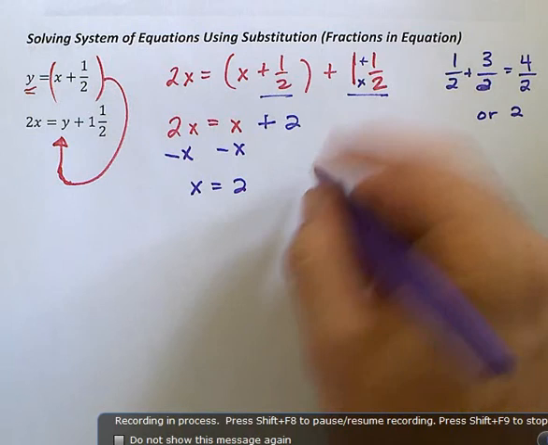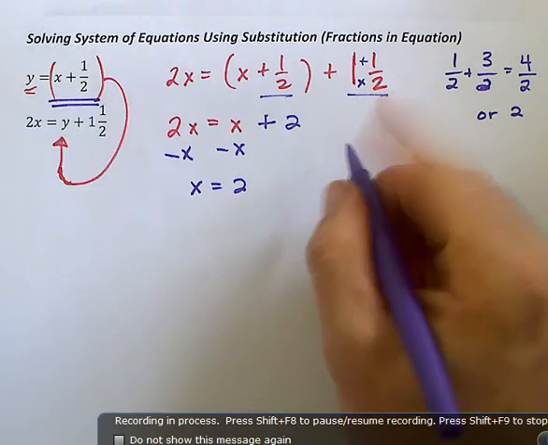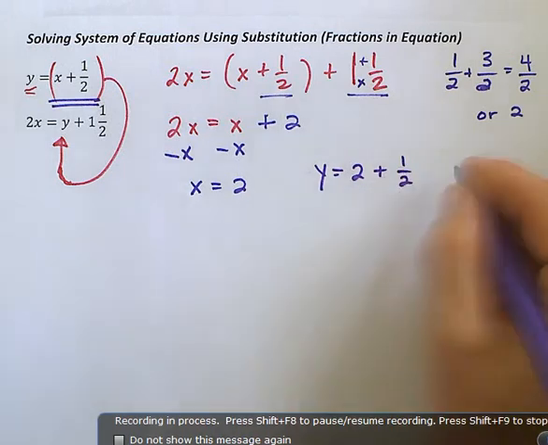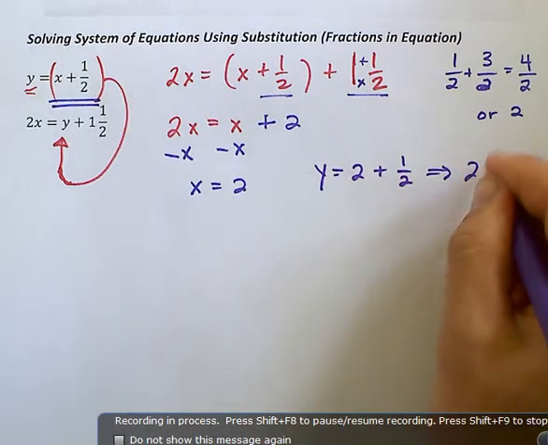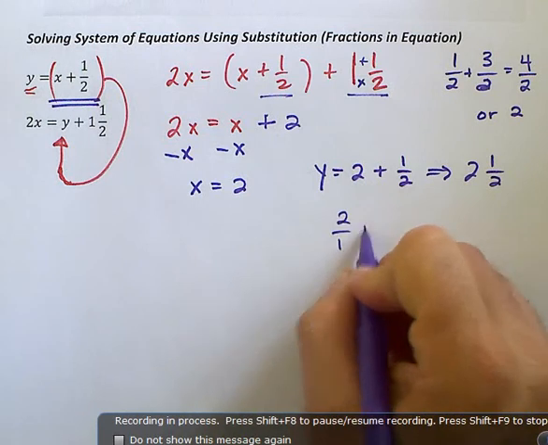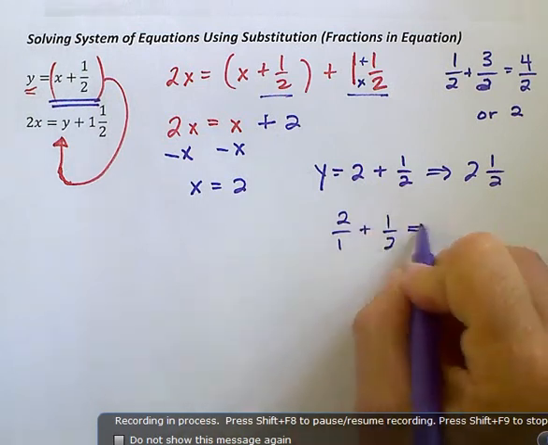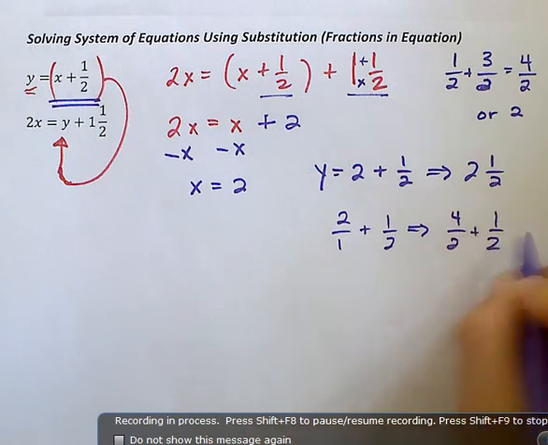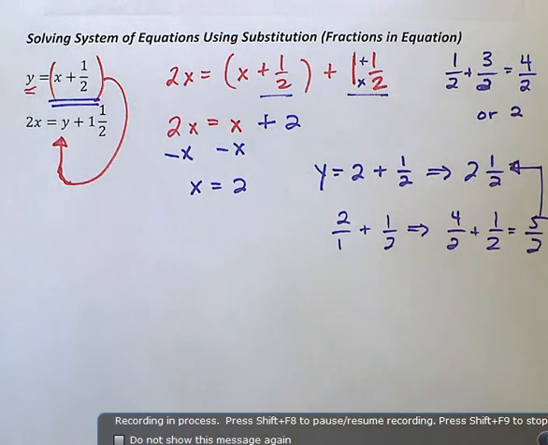I already have y by itself here. That's the best one to use. Y is equal to 2 plus 1/2. I mean, yes, that's 2.5. Should be able to pick up on that. Or you could say, okay, it's 2 over 1 plus 1/2, or 4 over 2 plus 1/2, which would be 5 over 2, which, as a mixed number, is 2 and 1/2.